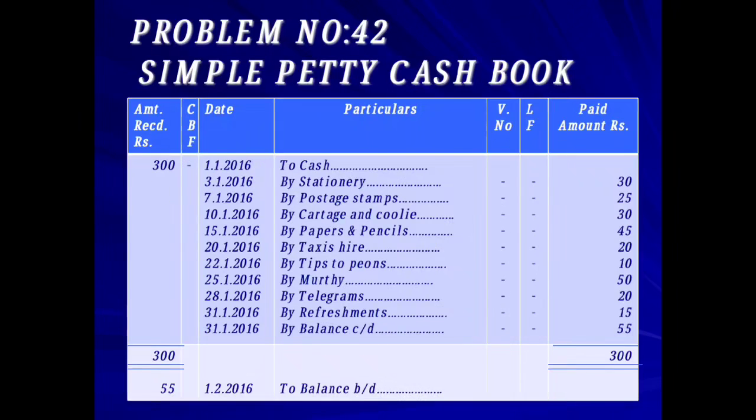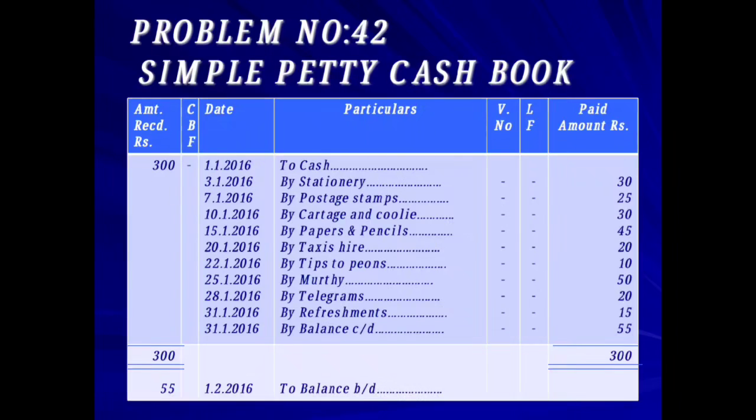Now we have recorded all the transactions here. 300 we have received from our head cashier. Out of that you have spent 30 rupees for stationery, 25 rupees for postage stamps, 30 rupees for cartage and coolie, 45 rupees for papers and pencils, 20 rupees for taxi hire, 10 rupees for tips to peon, 50 rupees for Murthy, 20 rupees for telegrams, and 15 rupees for refreshments. So what is the amount left with us? It is 55 rupees.